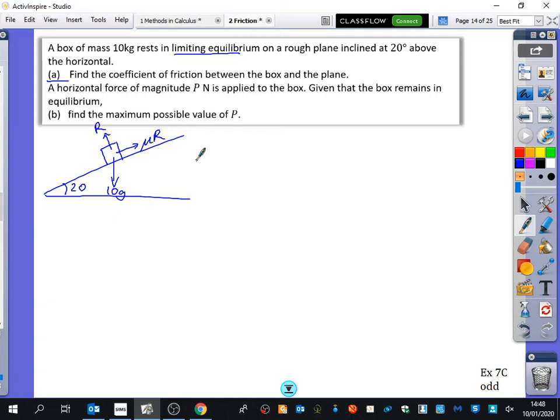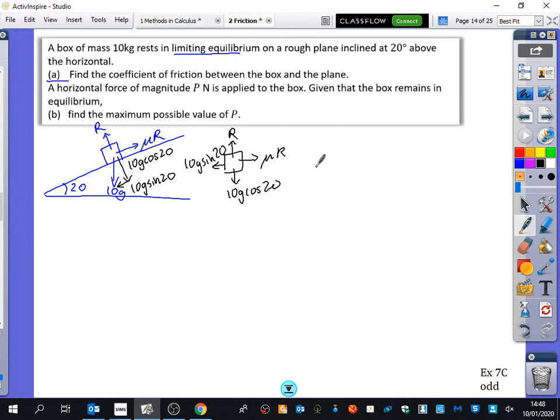I'm going to take this 10G. Let's do a different colour to try and make it a bit clearer of what's going on. Split it into these two: 10G cos 20, 10G sine 20. Quick little extra diagram, because I've not been very good at doing those today. R, mu R, 10G cos 20, 10G sine 20.